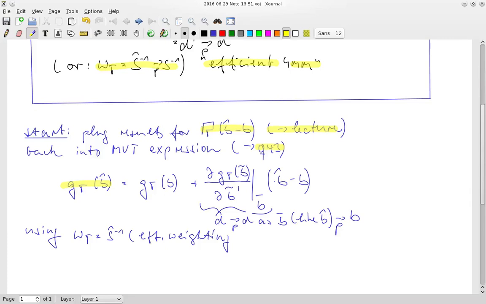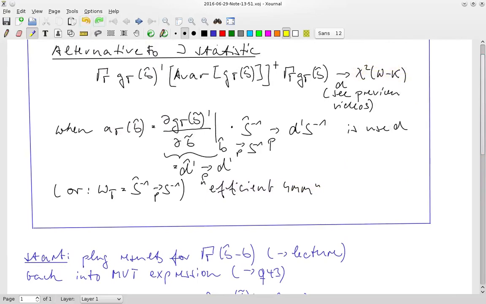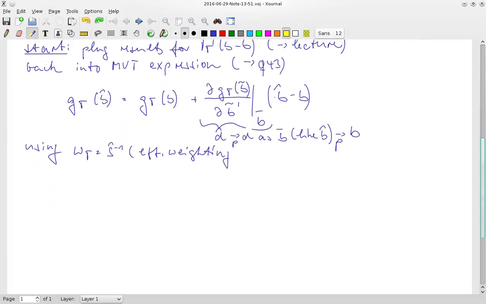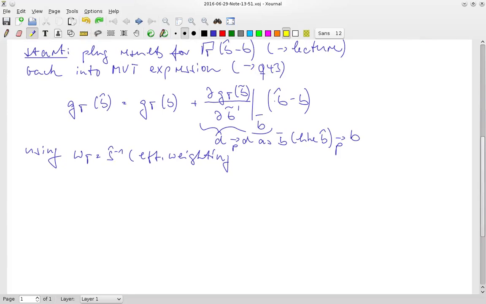So the idea is to take a look at the results that we have with respect to the limit distribution of the sampling error, how this form looked, and how we can plug this back into the mean value theorem representation. If you have not done it yet, you should perform this question for review to see what is done in the next step. Because in the next step, I'm doing precisely that. I'm plugging the results back into the MVT expression, and I get g_T of b hat.